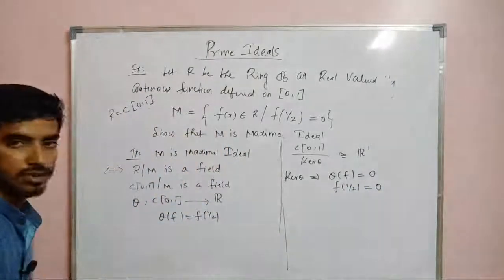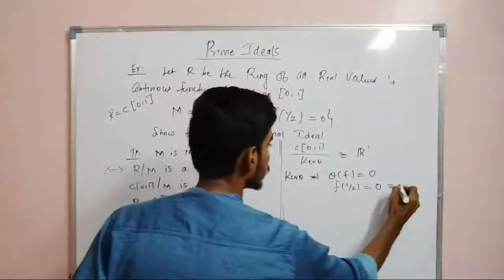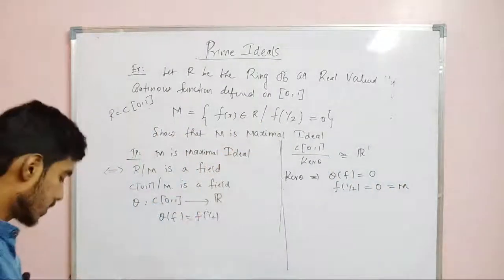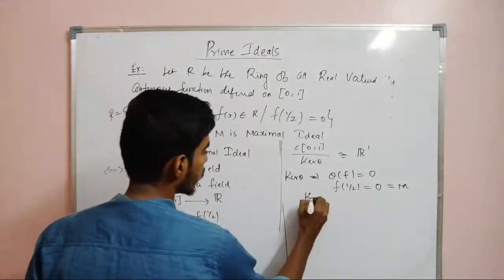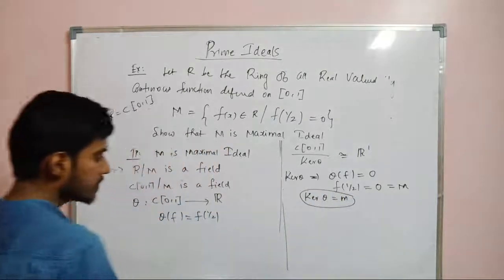So the kernel consists of all those functions which vanish at 1 by 2, which is nothing but M, because our M is the set of all functions which vanish at 1 by 2. Right? Our kernel is nothing but M. So therefore, the kernel of theta is equal to M.